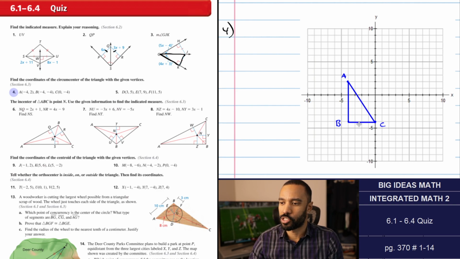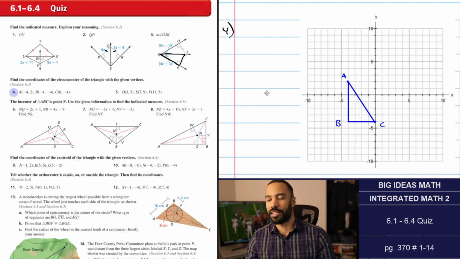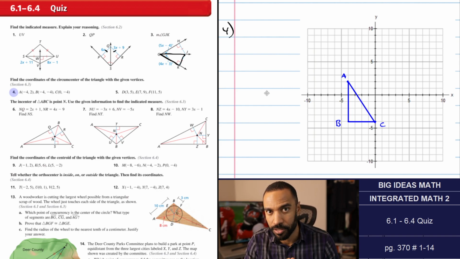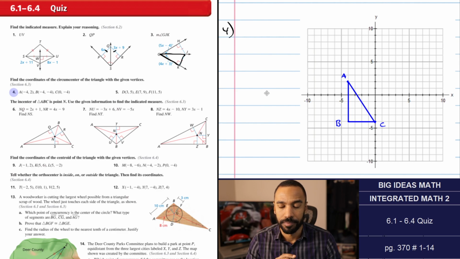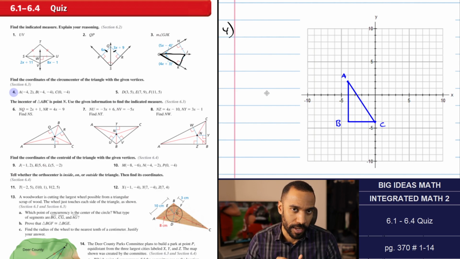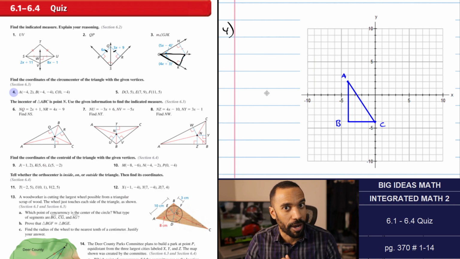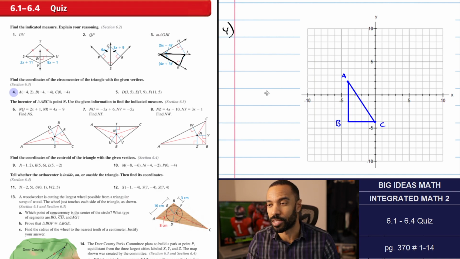Okay, now a circumcenter is found by finding the point of concurrency of the perpendicular bisectors of your triangle. In a right triangle, the circumcenter will be on the triangle, specifically on the hypotenuse. It'll actually be on the midpoint of the hypotenuse, which kind of helps things. But if you weren't sure, let's kind of confirm that.